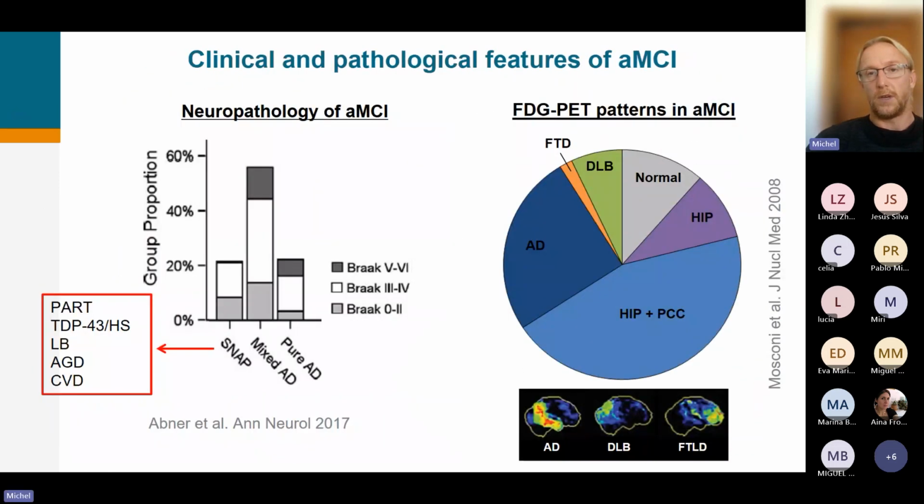So since Jesus already presented this data 2 weeks ago, here I wanted to focus on the last five or six slides, on PART, primary age-related tauopathy, which is apparently a very common finding in amnestic MCI patients, and so should be considered as a common underlying pathology. If you encounter an amnestic MCI patient in the clinic, you wonder whether this patient has Alzheimer's disease, maybe Lewy body pathology, or maybe he's just suffering from primary age-related tauopathy.